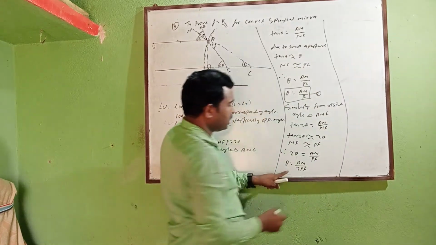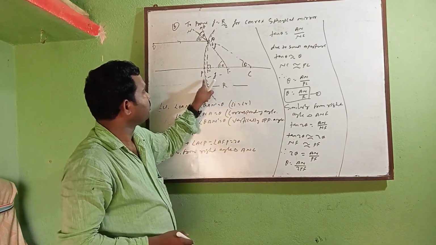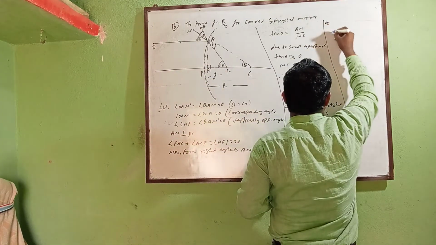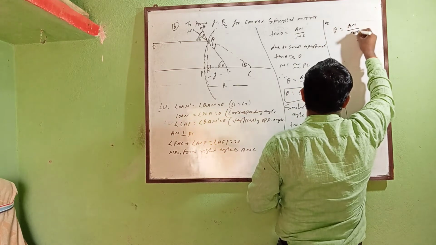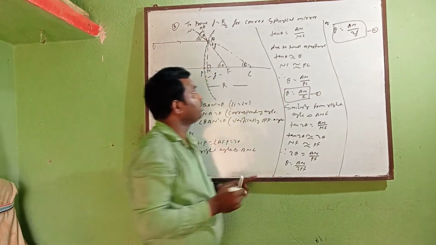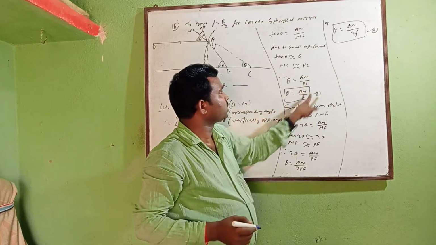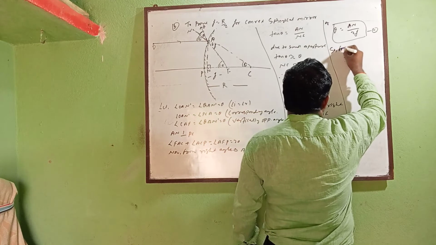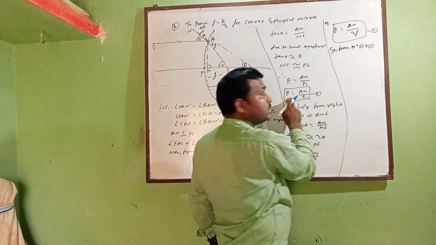Now you see that PF equals small f. So theta equals AN by 2F, and this is equation second. Now you have two equations: theta equals something in one and theta equals something in the other. So from equations 1 and 2, what will you write?